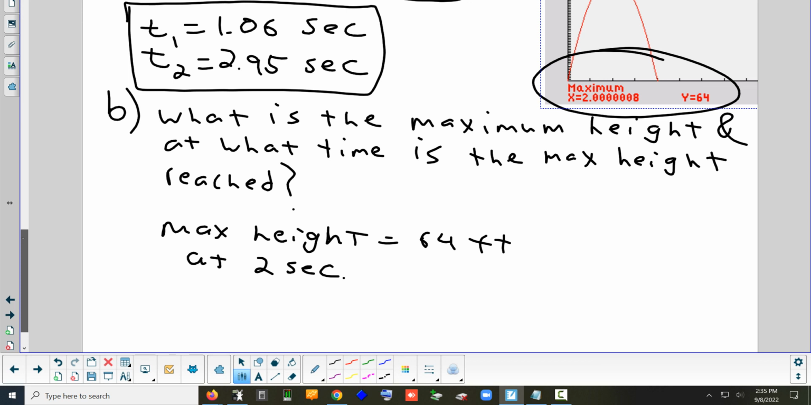Okay, so finding a maximum, something we never did before, that's how you do it. Okay, questions on it? All right.